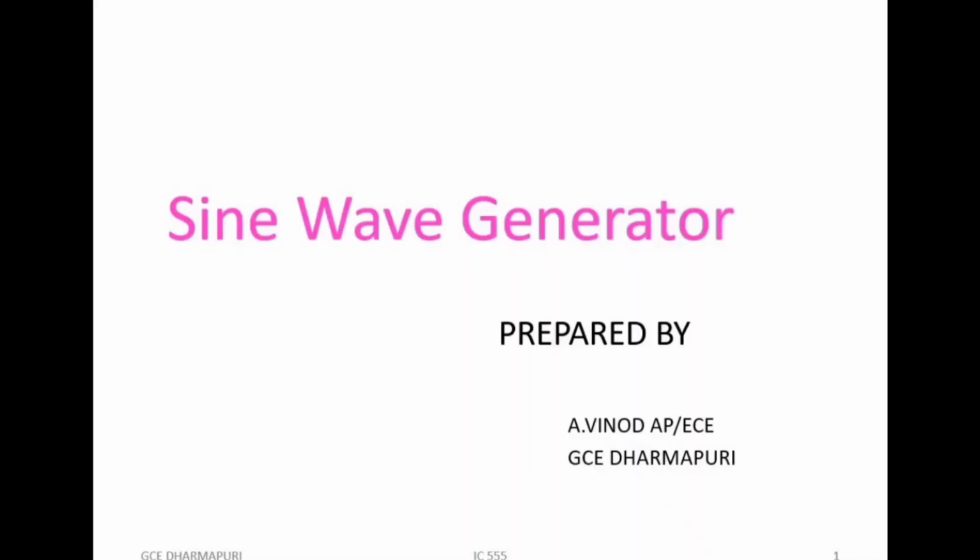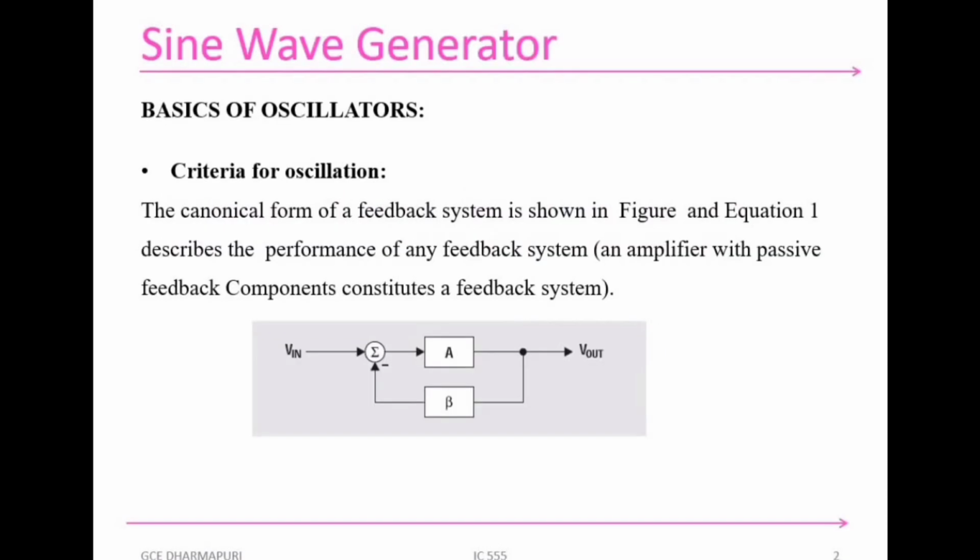In this video, we are going to discuss sine wave generators, which are used to generate a sine wave at the output. Basically, they are of two types: the first one is the Wein Bridge oscillator, and the other is the RC phase shift oscillator. These two come under RC oscillators, and they are meant for low frequency oscillation.